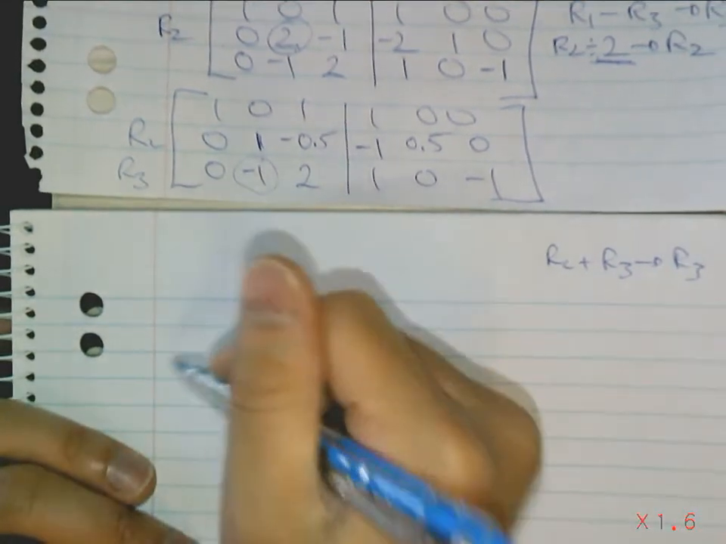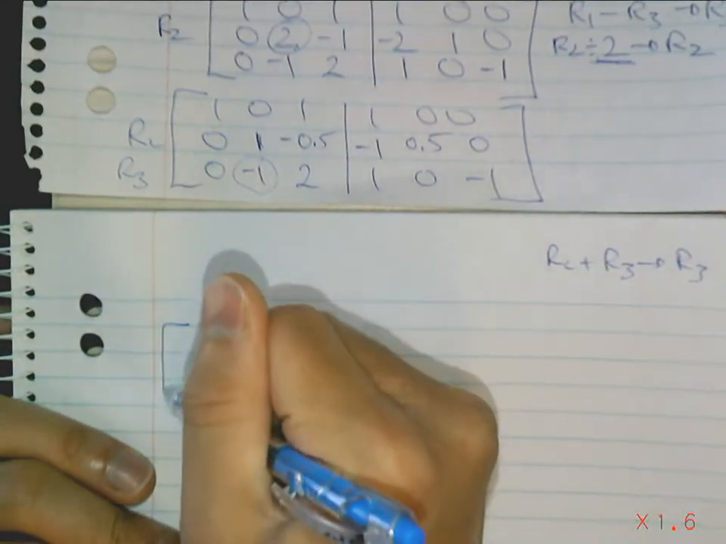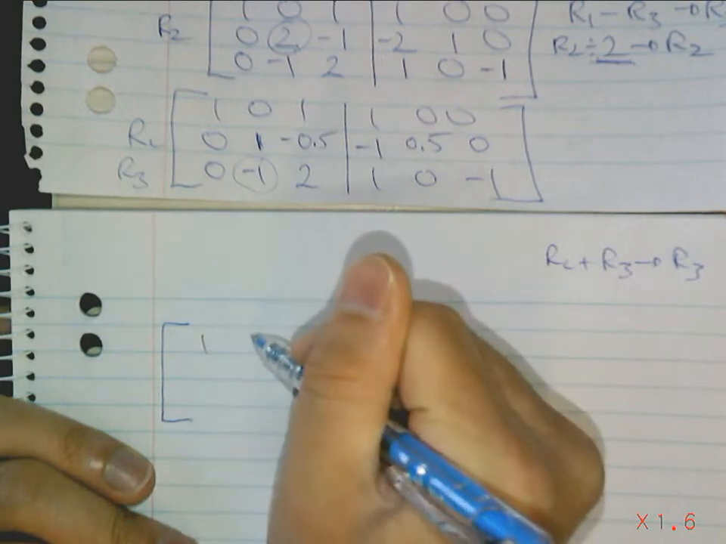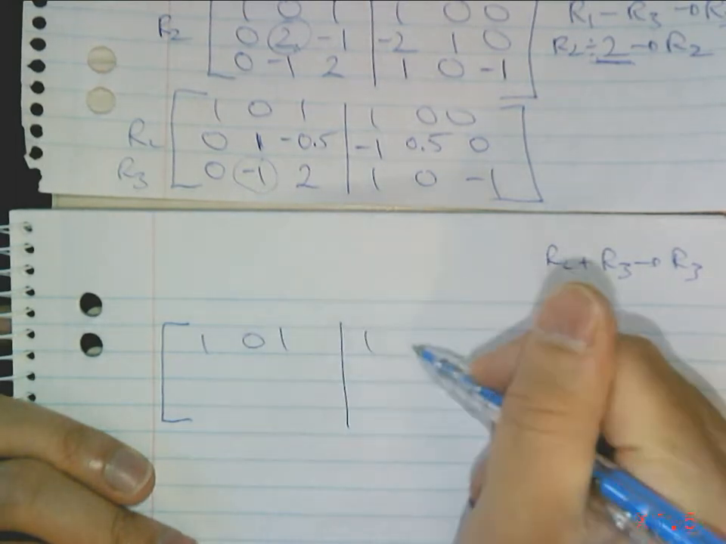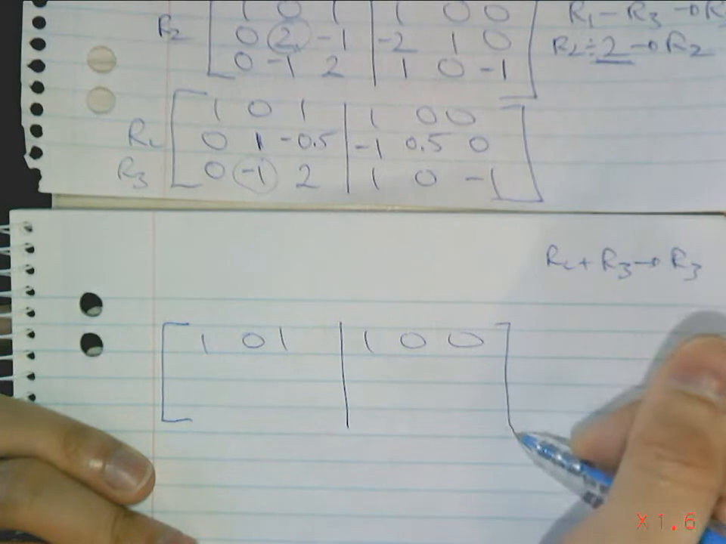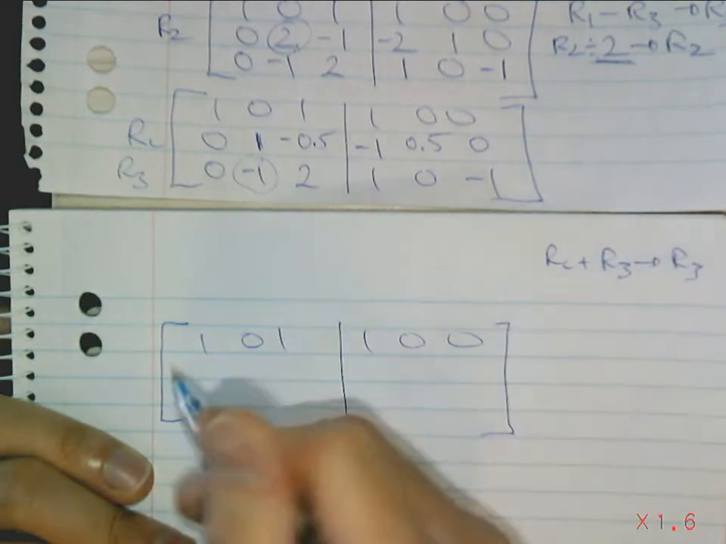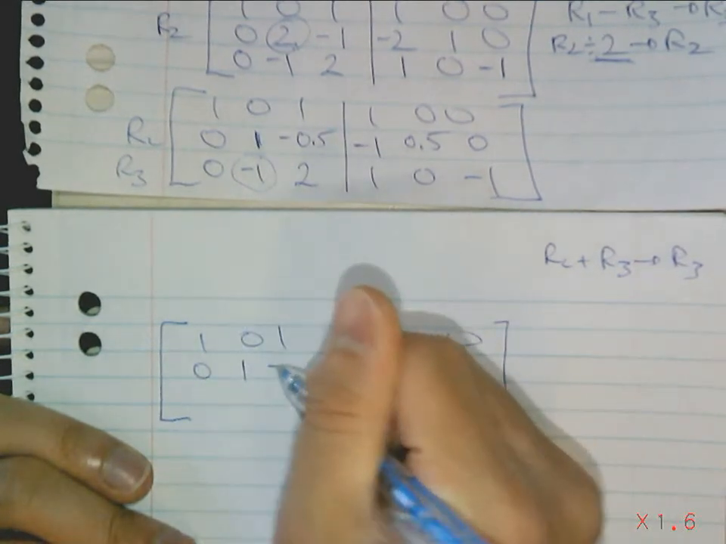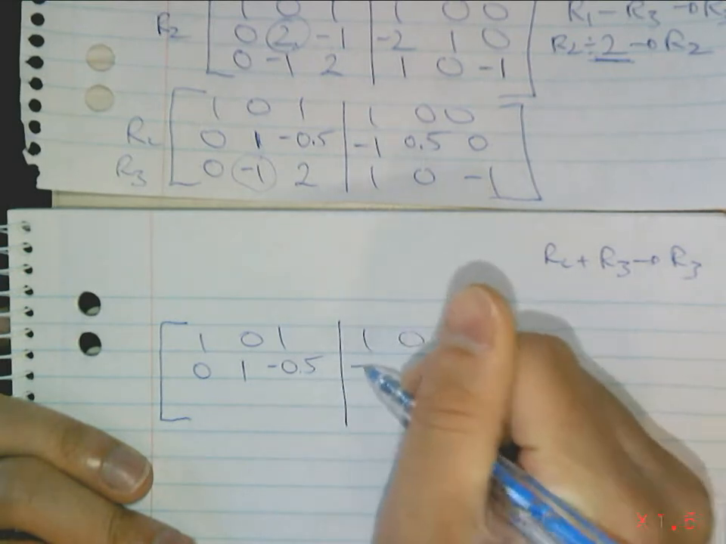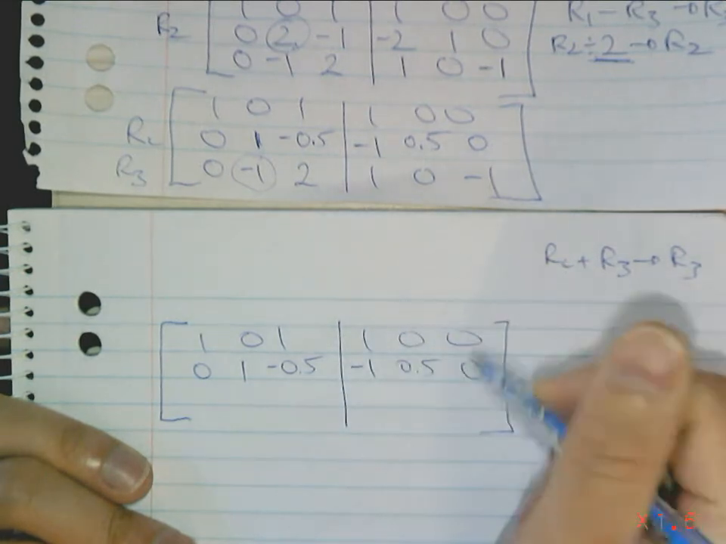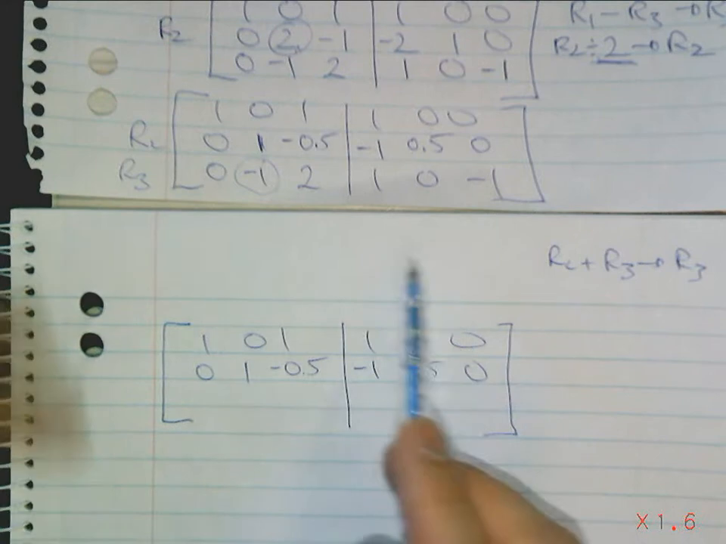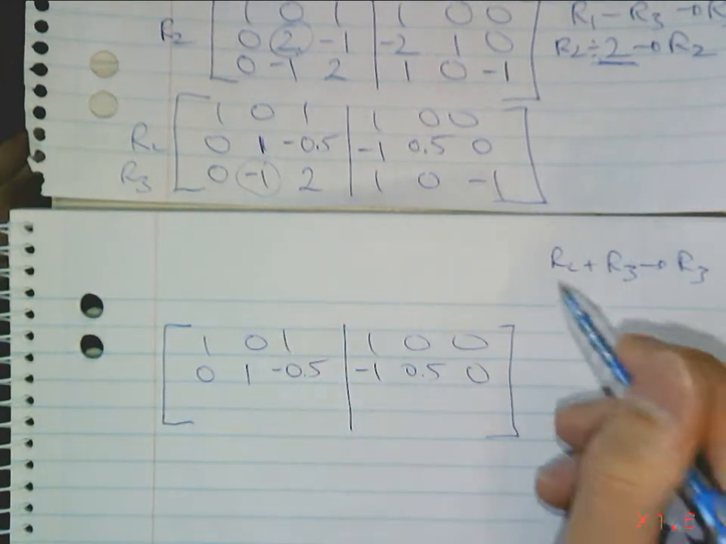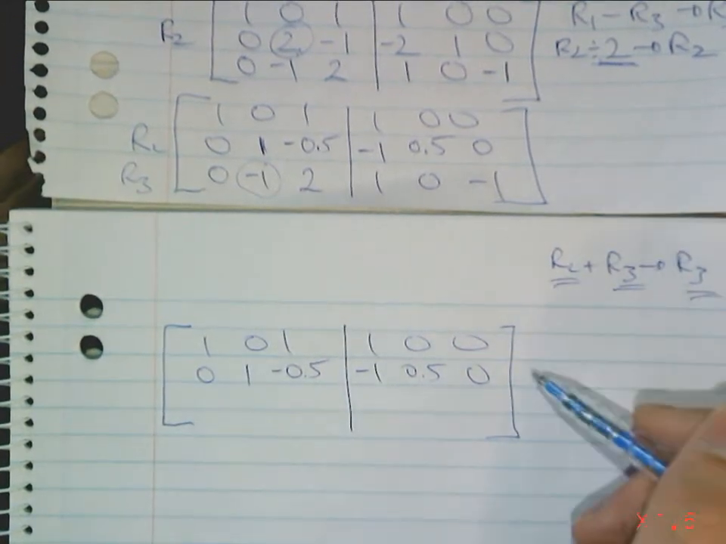Okay, so let's do this. Row 1 doesn't need to change. It's already the number I want it to be, so I'm just going to copy it. Row 2 doesn't need to change as well. Row 3 is going to change by going row 2 plus row 3 is a new row 3.